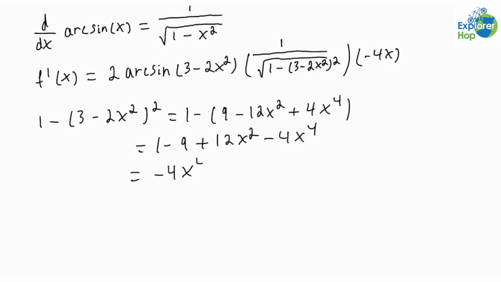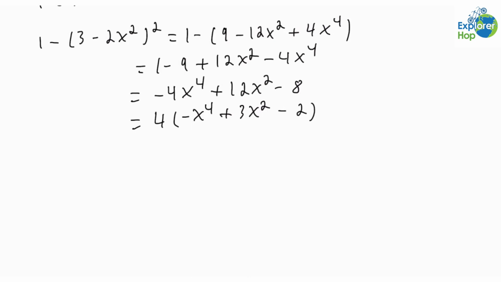And I'm going to reorder the terms right now. Plus 12x squared minus 8. Common factoring out 4, we get that this is equal to 4 times negative x to the 4 plus 3 times x squared minus 2.